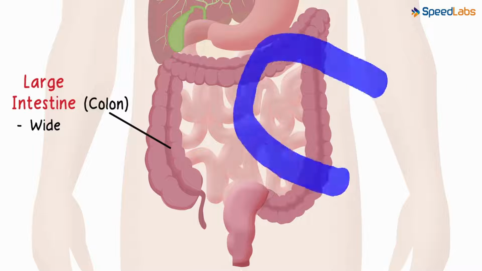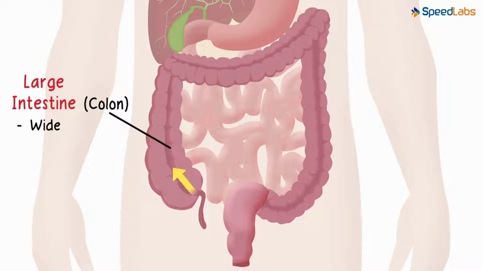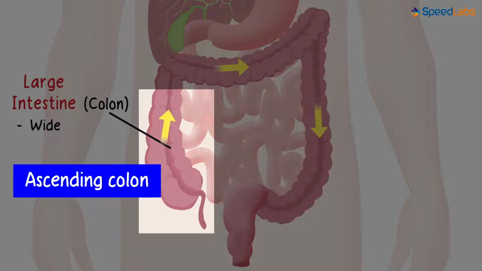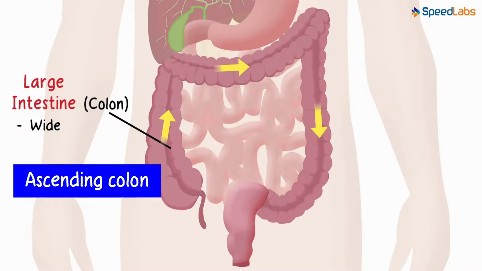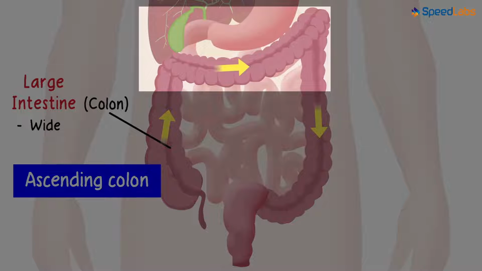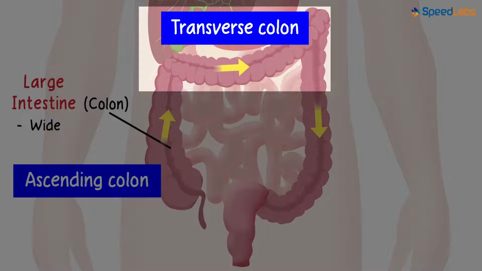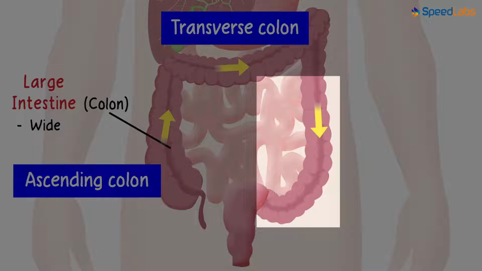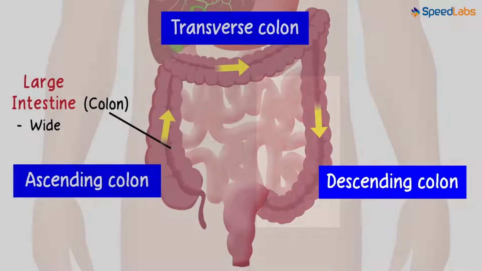It's like an inverted U. The food enters at this point, travels, and reaches the rectum. This part where the food moves up against the gravity is called the ascending portion. The food ascends, and this portion on top is called the transverse portion. A transverse is something that extends across something. And this part where the food travels downwards is called the descending portion.